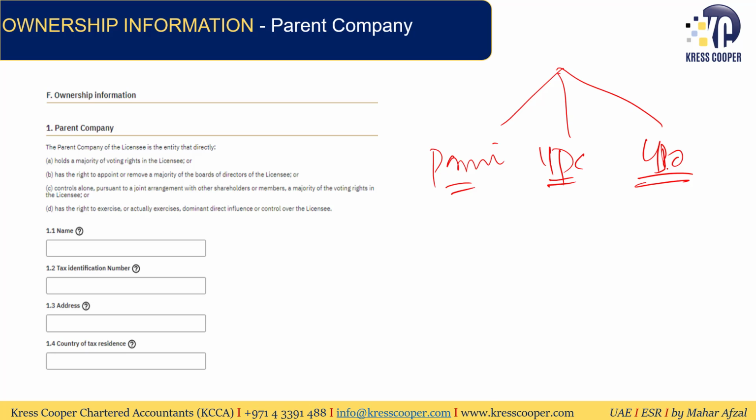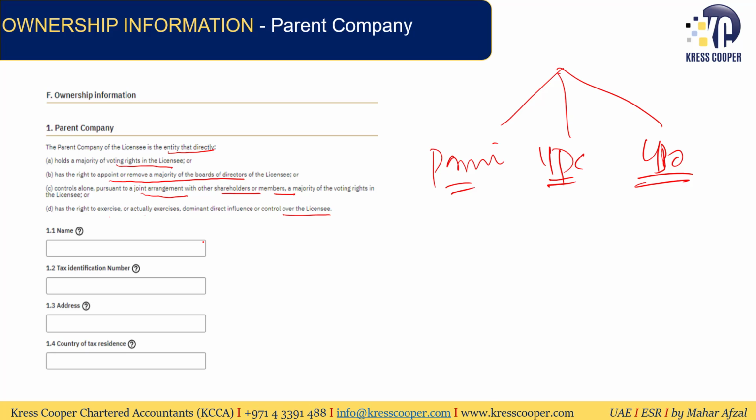What is the parent company? They said the entity that directly holds a majority of the voting rights in the licensee will be considered the parent company. If it has the right to appoint or remove a majority of the board of directors, it will be considered the parent company. If it controls the licensee directly, alone or jointly with other shareholders and members, it will be considered the parent company. At the end, they said if it directly has the right to exercise, or actually exercises, dominant influence or control over the licensee, then it will be considered a parent company.